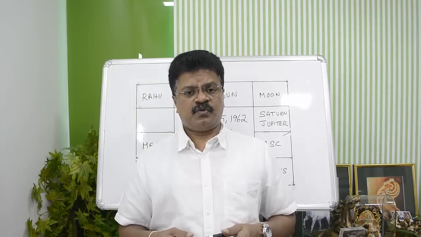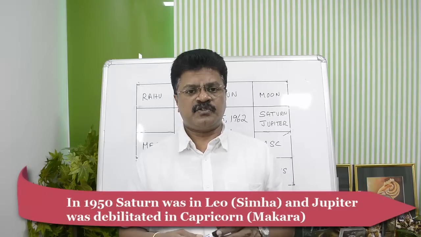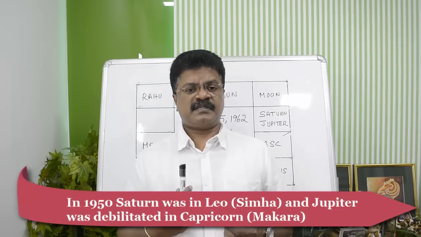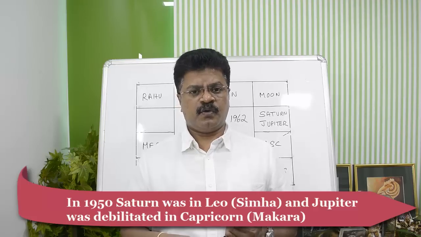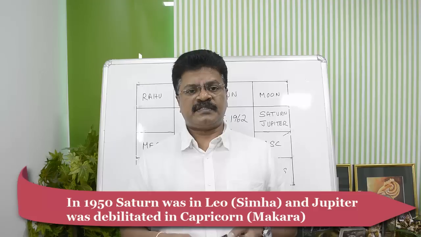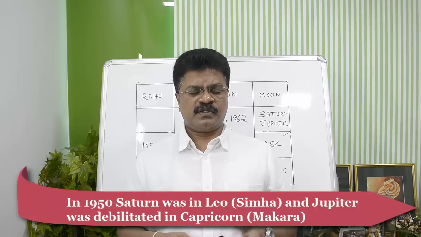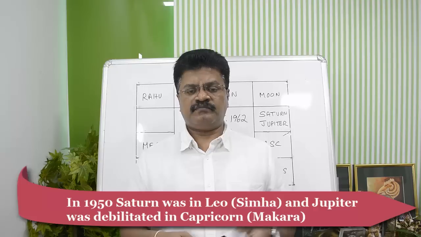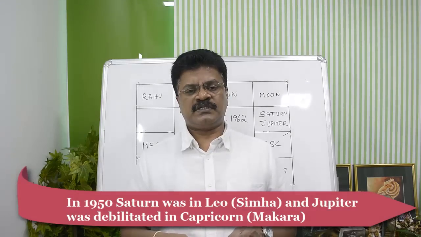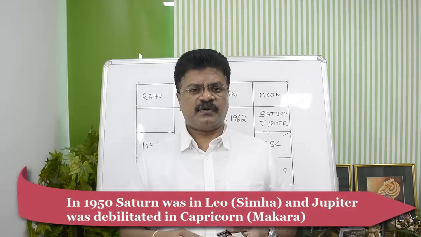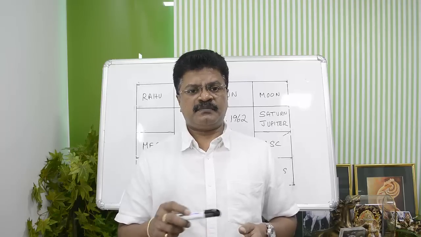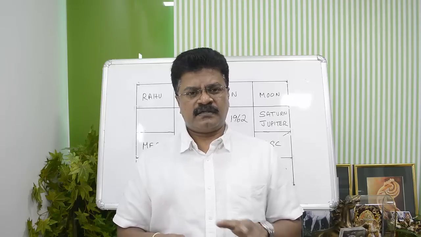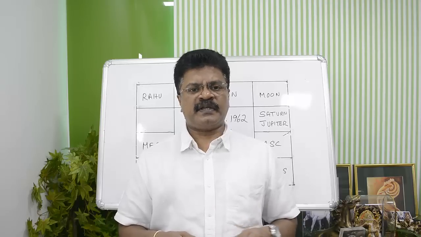And you also need to know that, let's say in 1950, where was Jupiter and Saturn? So for example, 1950, Saturn was in Leo or Simha Rashi, and Jupiter was debilitated in Makara. So let's say somebody is born 30 years later, which is 50 plus 30, 80, and then you can say that Saturn must be back to Leo or Simha Rashi. And you can actually count year by year where Jupiter must be, and plus or minus one sign you most probably will get it right.